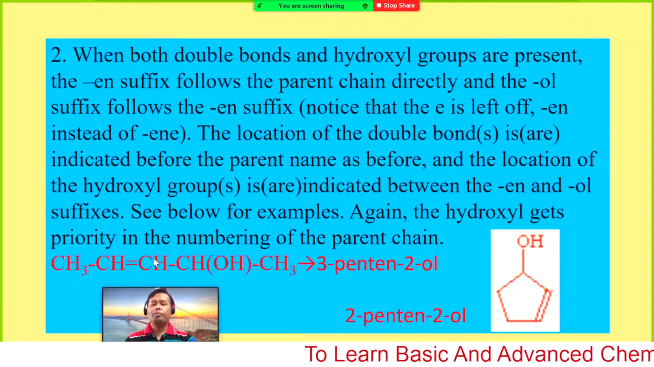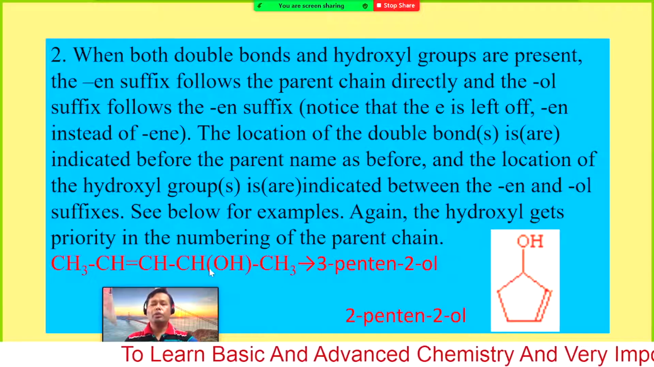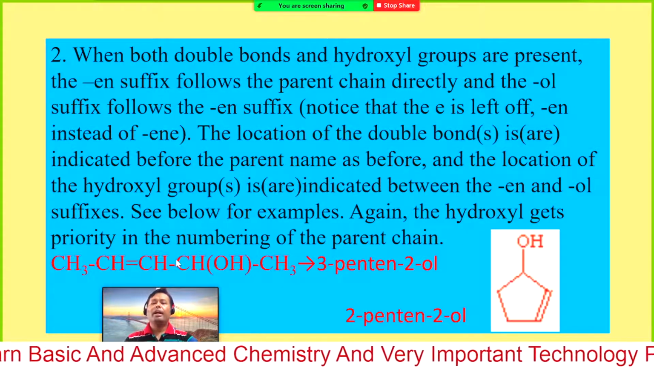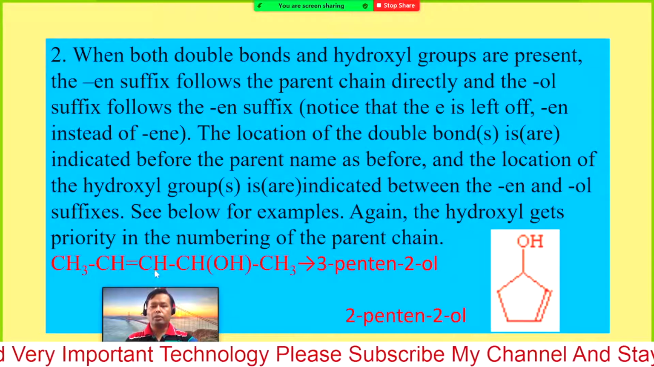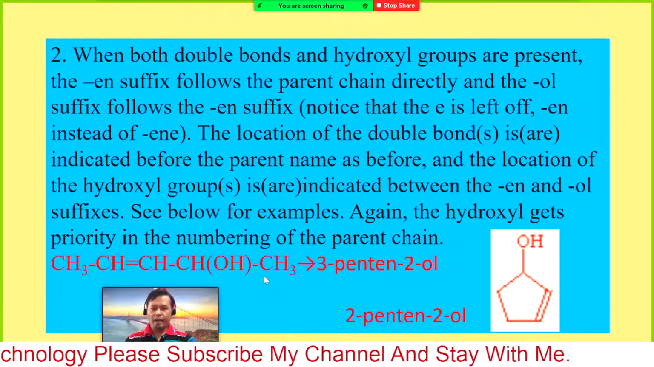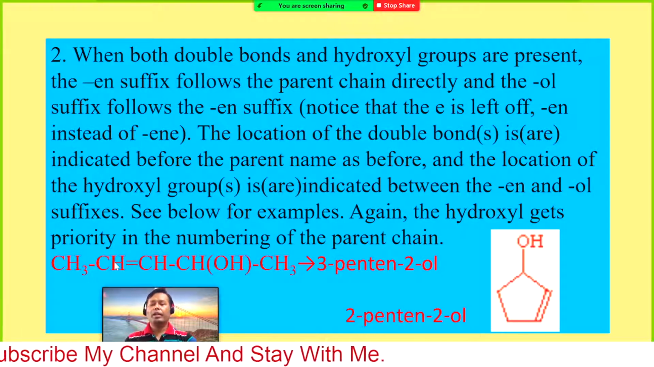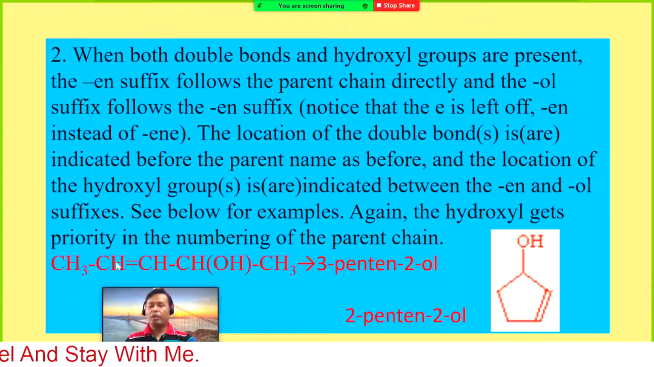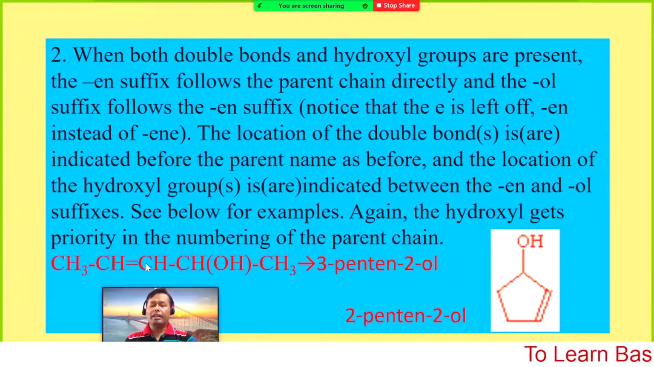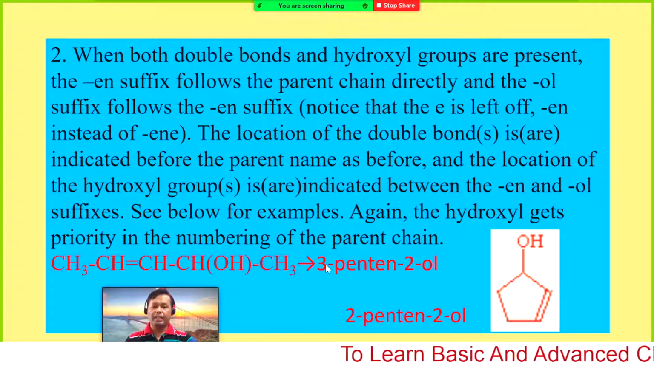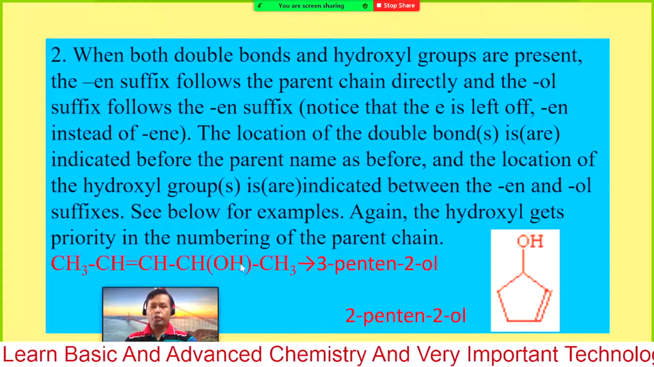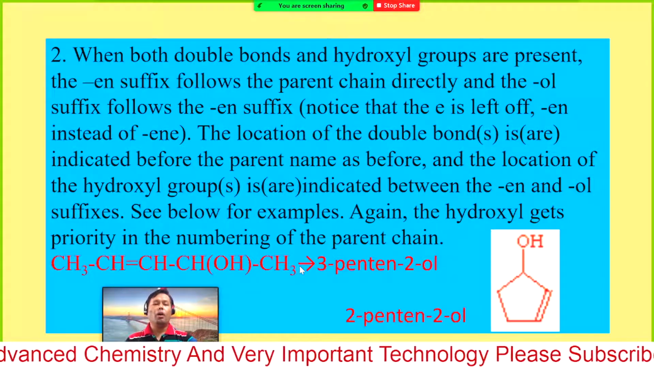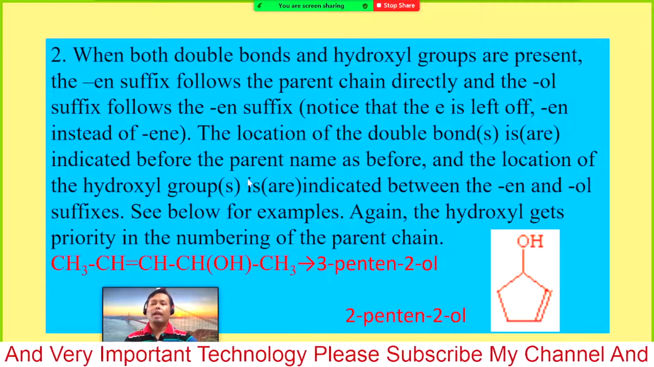So what is the name of this compound? The hydroxyl group is attached to the 2nd carbon. This is our number 1, this is 2, 3, 4, 5. So we have 5 carbon atoms and the carbon-carbon double bond is between 3 and 4. So the position of the double bond is 3. We write the name of this compound as 3-pentene, then the position of the hydroxyl group, 2, and then ol. So that is about the naming with the hydroxyl group.